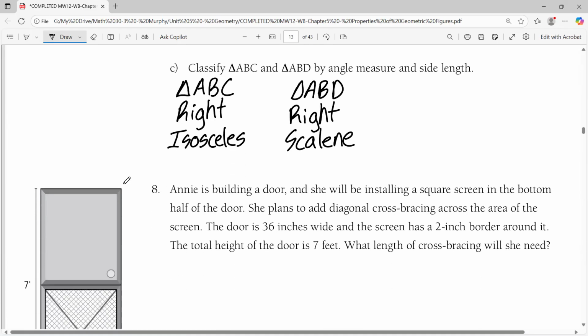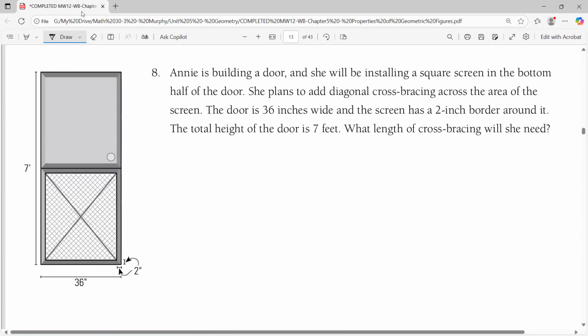Okay, number 8. So this one's going to take a bit of work here. Annie is building a door, and she will be installing a square screen. You can see it right here in the bottom half of the door. So that would mean that these two squares are equal chunks. She plans to add diagonal cross bracing from this corner all the way up to the other corner. So from here to here, and then one going the other way.